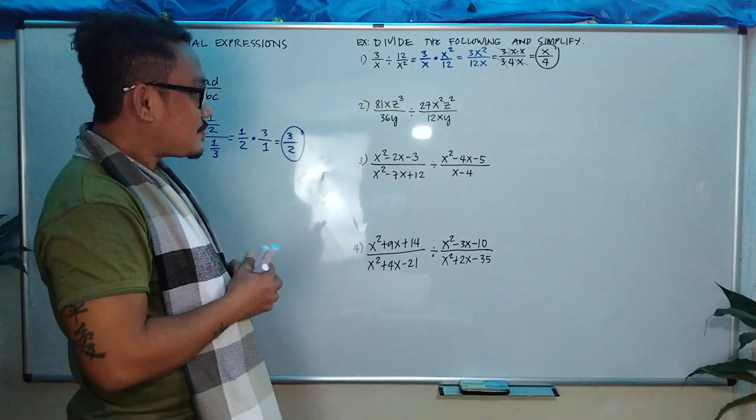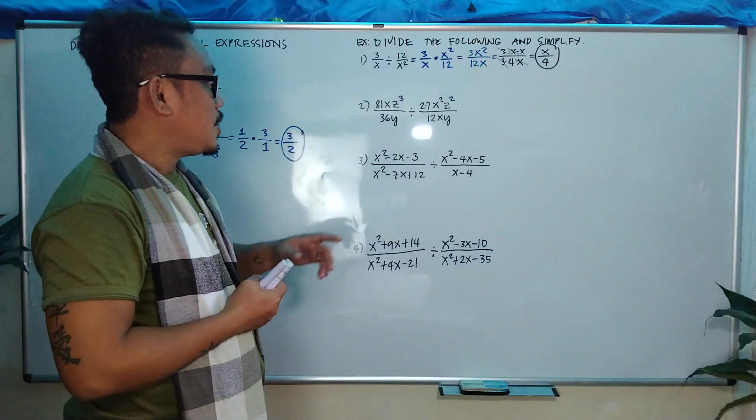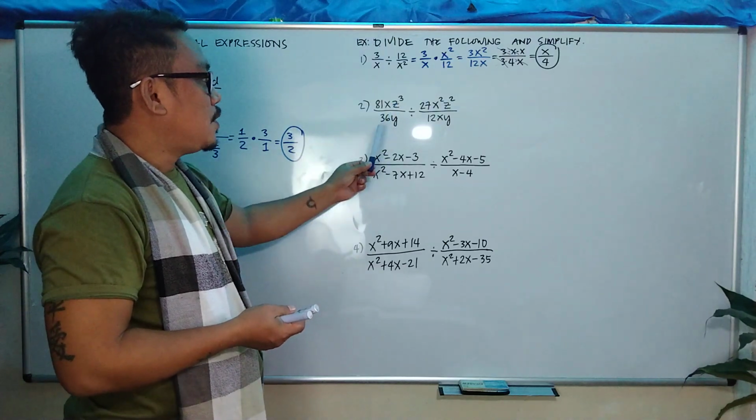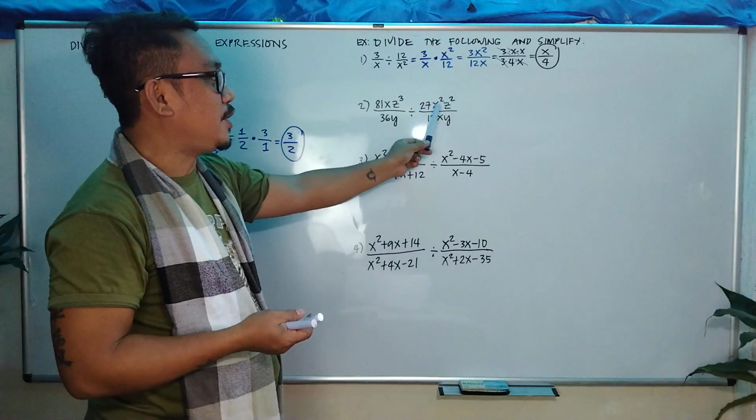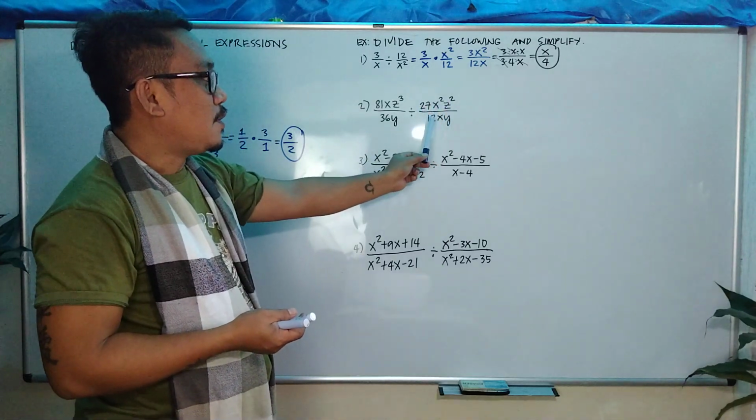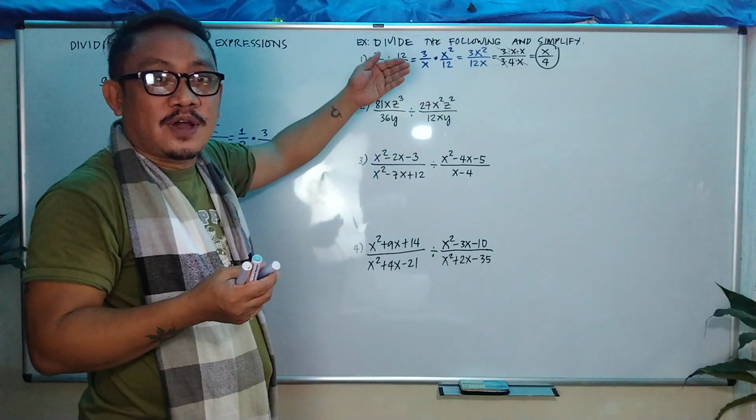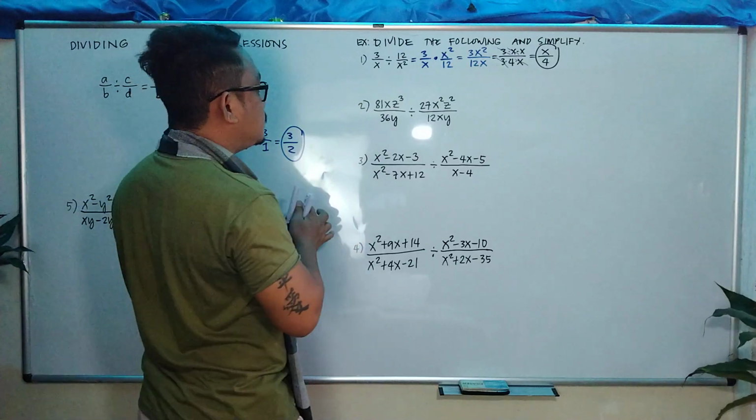Okay, let's move on to number 2. You are given 81xz cubed over 36y divided by 27x squared z squared over 12xy. Let's do the same process as what we did in number 1.